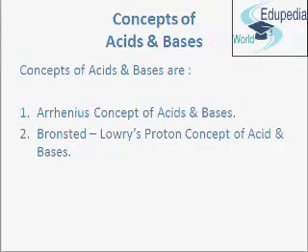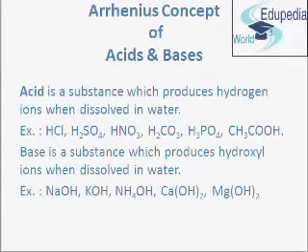We will discuss here two concepts of acids and bases. The first one is Arrhenius concept of acids and bases, and the second is Bronsted Lowry's Proton concept of acids and bases. Let's start with Arrhenius concept of acids and bases. A Swedish chemist, Svante Arrhenius, defined acids and bases as: acid is a substance which produces hydrogen ions when dissolved in water.